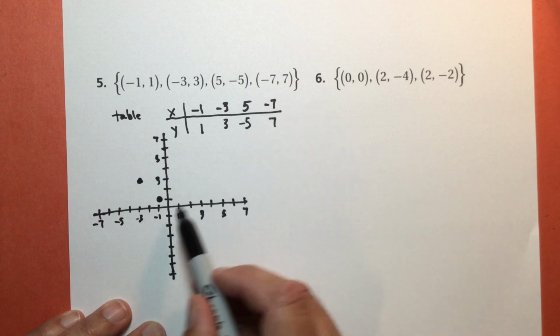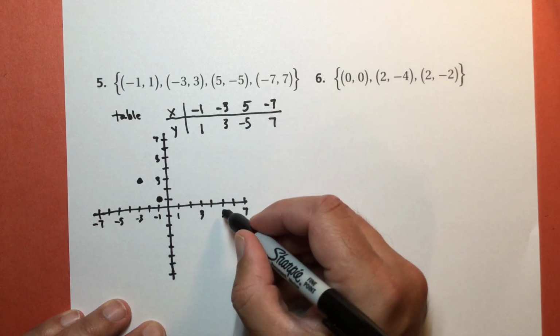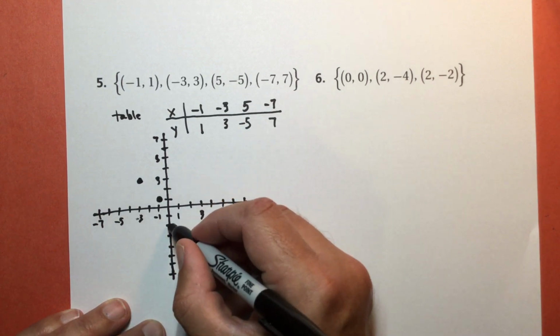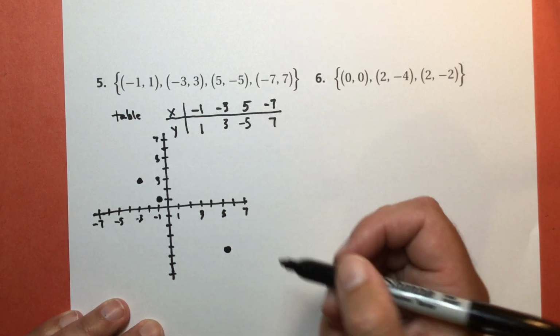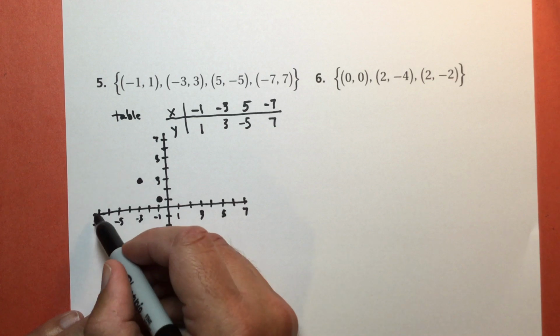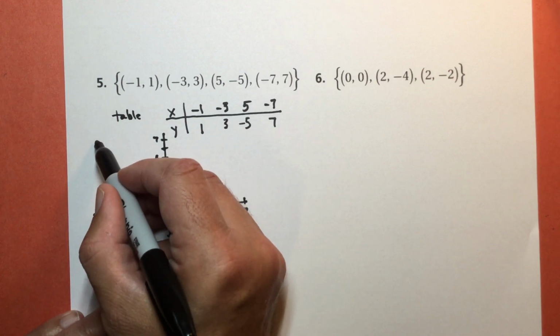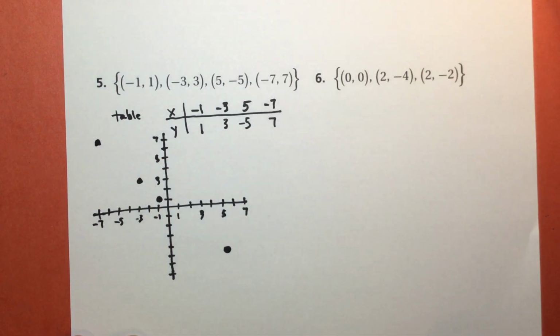5 gives -5, so I come over to the right 5 and I go down 5. 1, 2, 3, 4, 5, which is about right there. And then -7 gives -7. I'm sorry, -7 gives +7, which is right there. And yes, the graph paper would help out so much with that, but I'm not going to be too concerned with that right now.